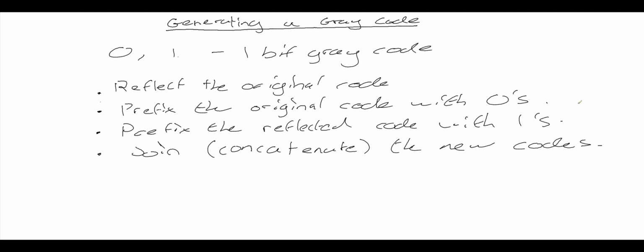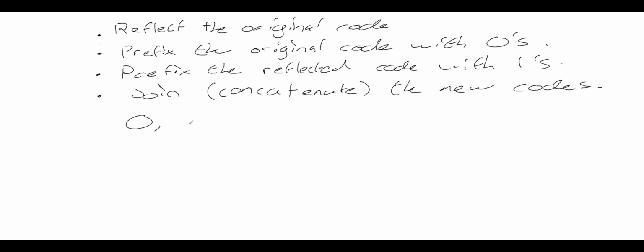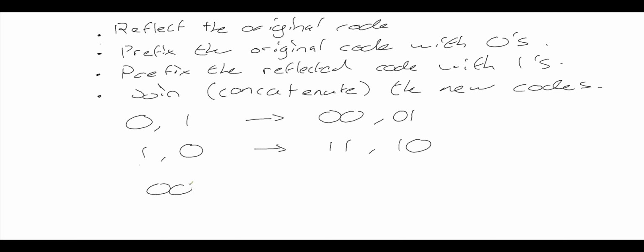So let's see an example of this then. From our original 1-bit grey code, I'm going to generate a 2-bit grey code. So this is our original code. My first step is to reflect the original code. I then prefix the original code with zeros, and then prefix the reflected code with 1s, and then I concatenate these two codes to generate my 2-bit grey code. So 00, 01, 11, 10, and that's my new 2-bit grey code.